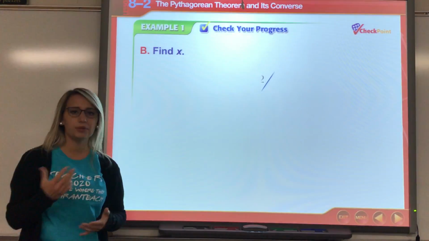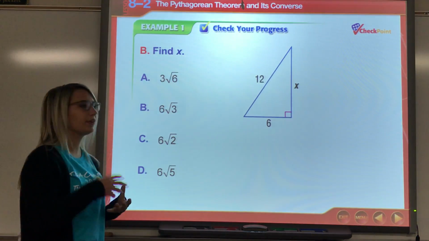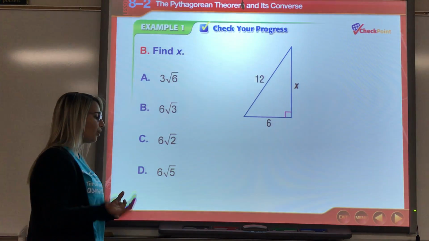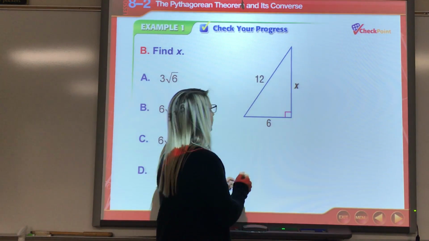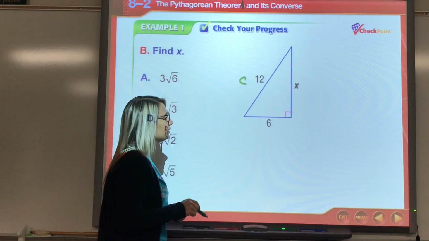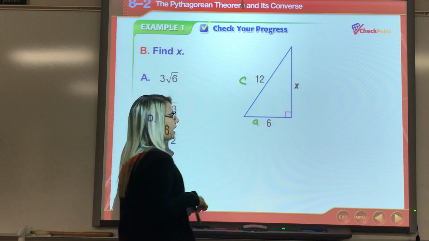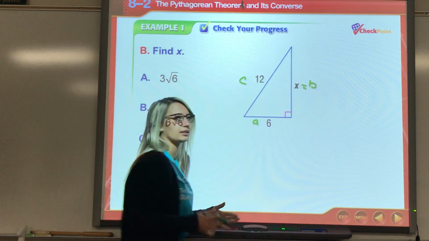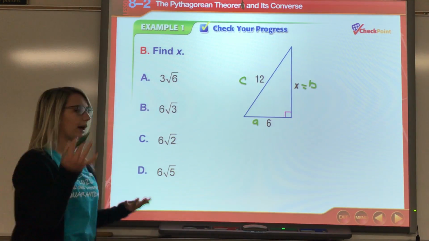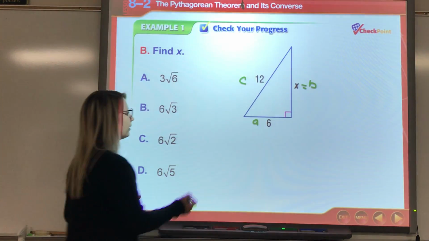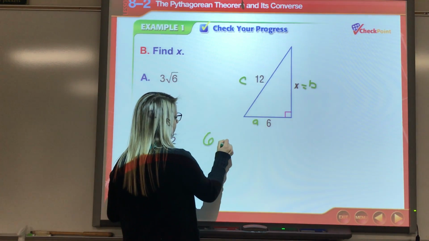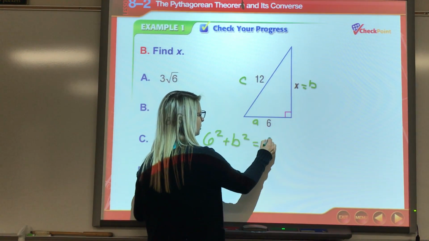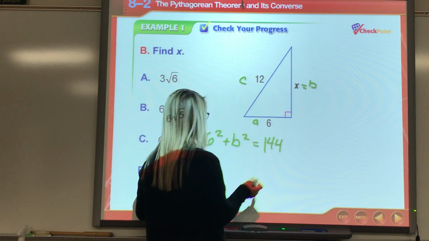Okay, now on this next one that you guys are going to do at home, we're solving for one of those side lengths instead of the hypotenuse. So when we go ahead and plug these in, our hypotenuse is c. I'm going to call this 6 a, and I'm going to call this x b because it looks like it's our longer side. So when I plug those into the Pythagorean theorem, we have 6 squared plus b squared equals 12 squared.